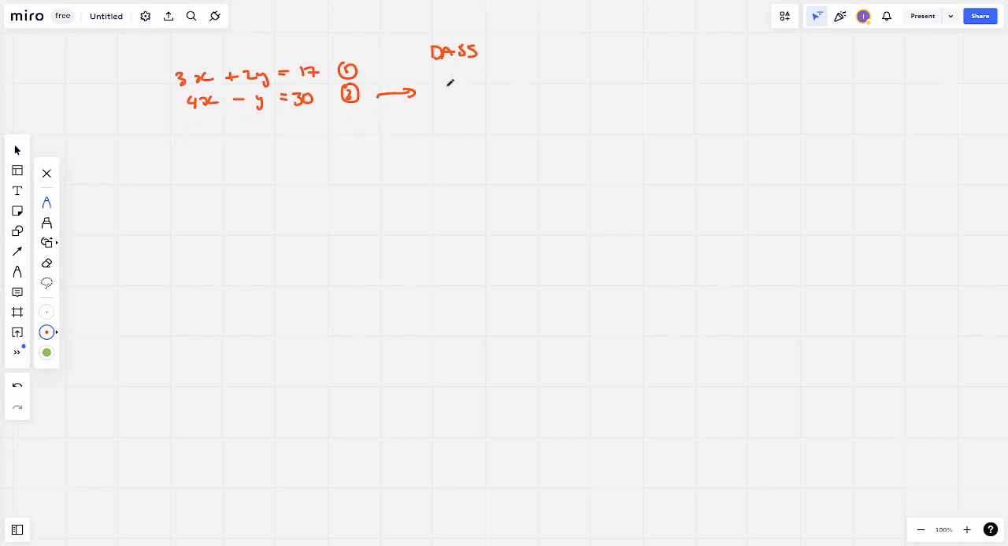So we've got minus y is equal to 30 minus 4x, as we've just subtracted 4x from both sides. Therefore, timesing it all by minus 1 to get a positive y, y is equal to 4x minus 30. And now this is our new equation number 3. y is equal to 4x minus 30.